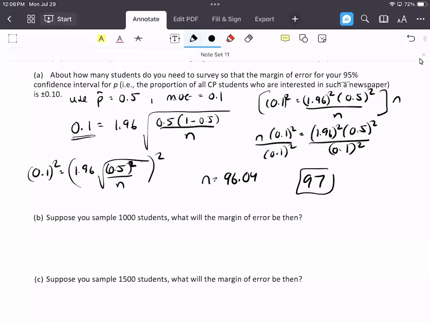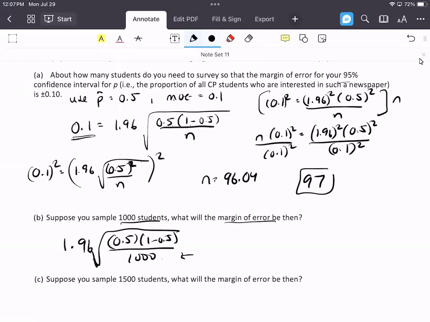You're like, well, how would I see that? Let's suppose that we sample 1,000 students. What will our margin of error be then? Well, based on what we know, as this n goes up, this whole value is going to go down. This ends up being 0.031. So that's quite a bit smaller than 0.1.